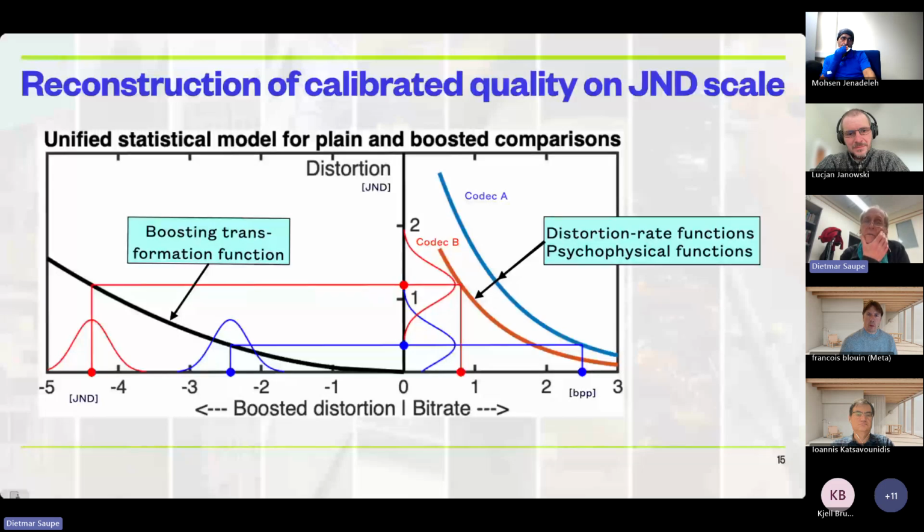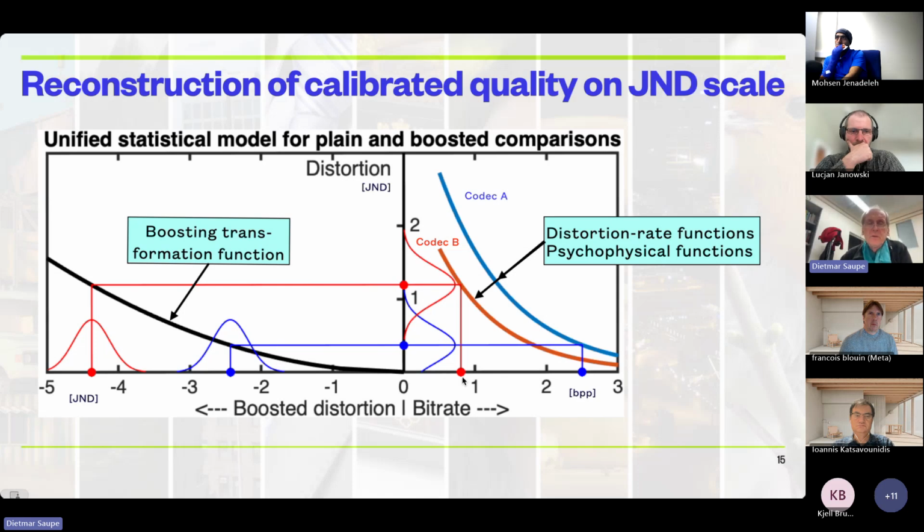For this, we applied a unified statistical model for plain and boosted comparisons. Essentially, this involves the following. Here on the lower right, we have the bit rate. We also could have chosen distortion in terms of PSNR or root mean square error or something. Okay, so here we use the bit rate in bits per pixel. And so we have one such picture for each source. There are several codecs per source, and each codec has a distortion rate function. These are also called psychophysical functions because they map the physical quantity, in this case bits per pixel, into a physiological or psychological scale in JNDs, the perceived distortion or perceived impairment.